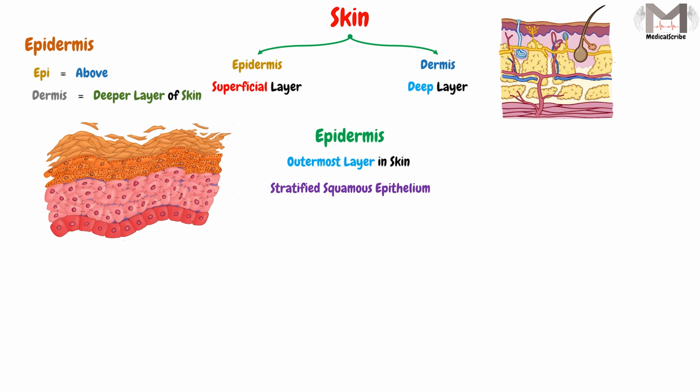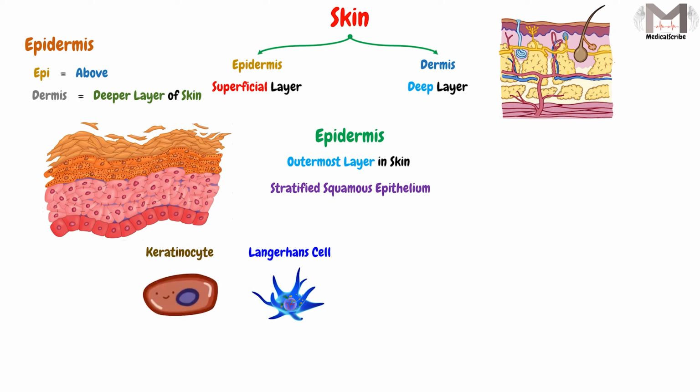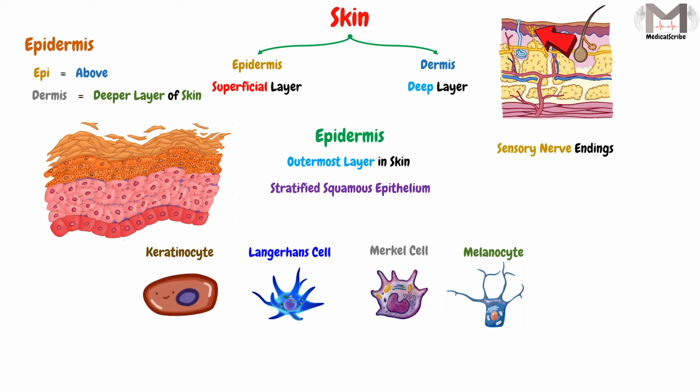And in the epidermis, we will find four types of cells, which are the keratinocytes, the Langerhans cells, the Merkel cells, and the melanocytes. Also, in the basal layer of the epidermis, or near the dermis, we may find the sensory nerve endings.